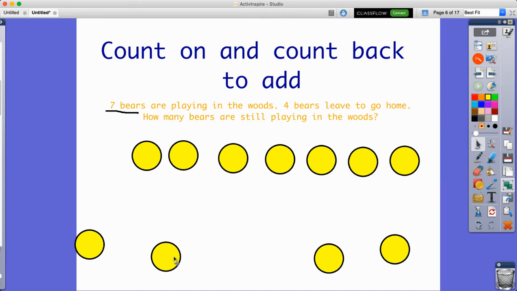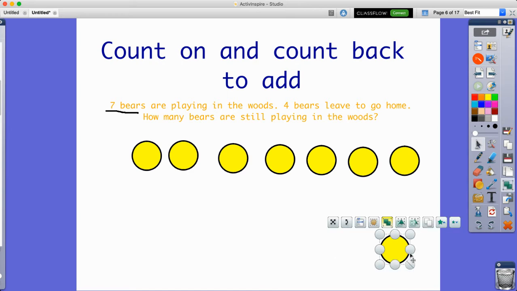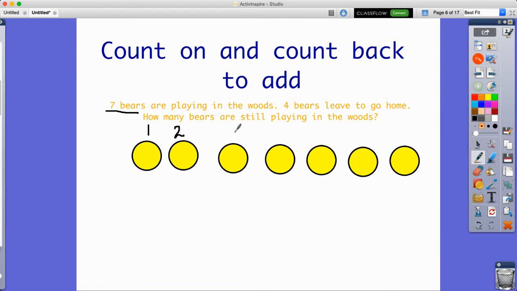And I'm going to take the rest of these and delete them, because I don't want to get confused. So I'm going to label these too. So I'm going to write out our number path. So 1, 2, 3, 4, 5, 6, 7.